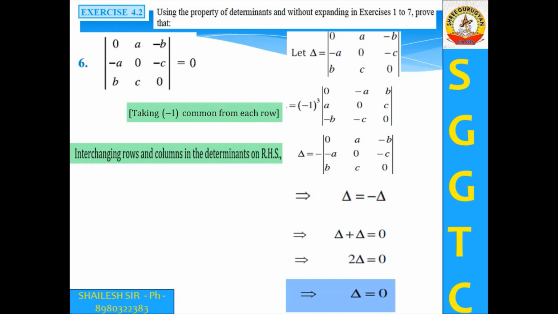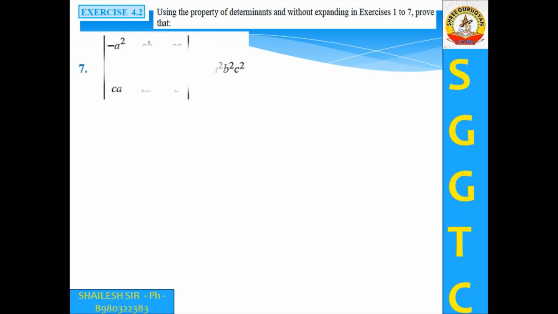So you get minus 1 cube, which is minus 1, and others are row 1. I wrote here column 1. Students, these are interchanged. Row 1, 0, minus. 4.2 continue. Question number 7. Very easy. Look at that, common taking row wise or column wise.